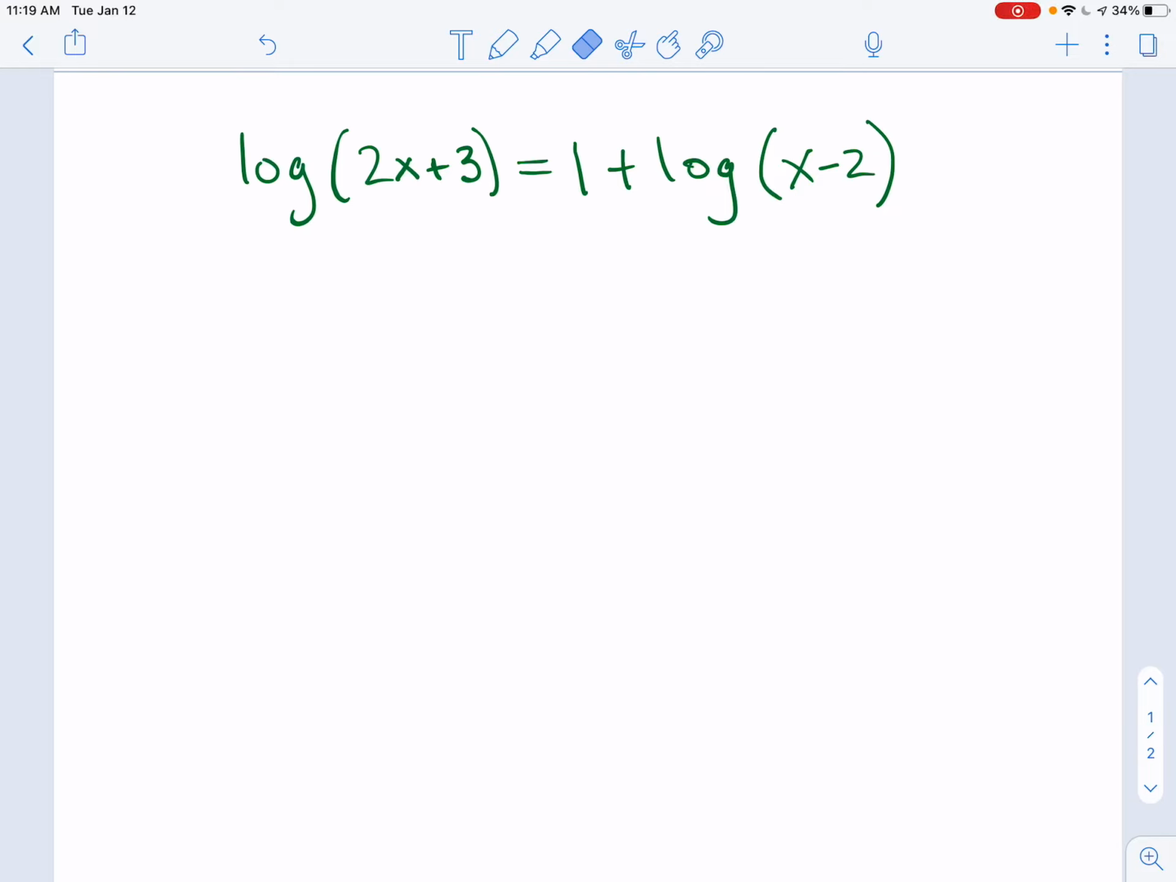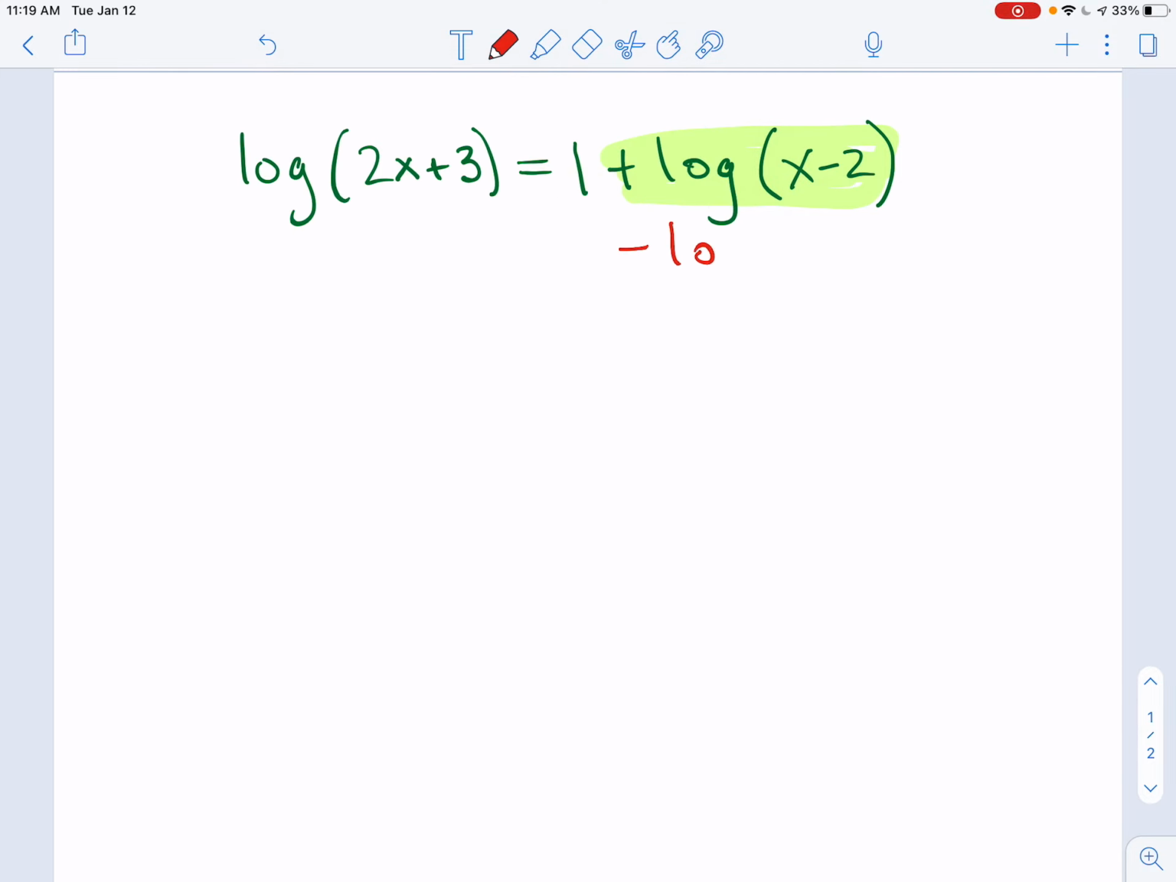Okay, we're going to look at this logarithm problem here, and we're going to use some of the rules of logarithms to move things around and to solve this. So the first thing that I notice is that I've got logs on both sides. So I'm going to take this one here, and I'm going to move it to the left side of the equation so that they're on the same side.